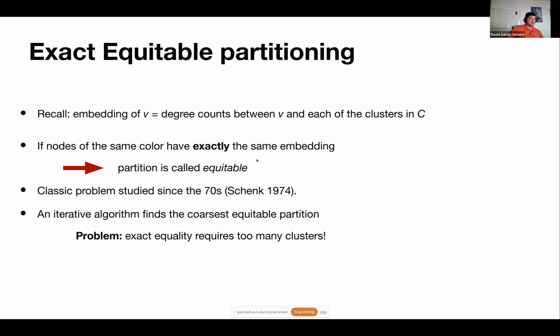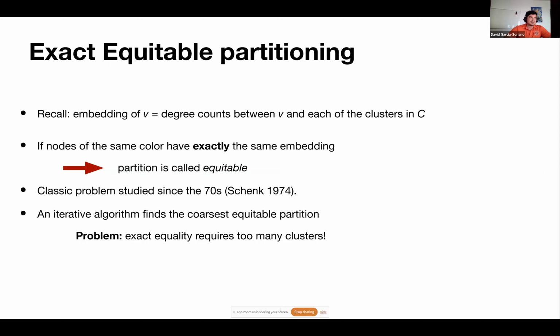More of this later. Now, the good news is that if we phrase this property in such a strong way, in which we want nodes of the same color to have exactly the same embedding, then it turns out that this is a well-studied problem in graph theory. These are called equitable partitions, and they have been known since the 70s, and we have an efficient iterative algorithm that can find them, okay? So that's good news. Let's code it up and see if we can find the cell types, right?